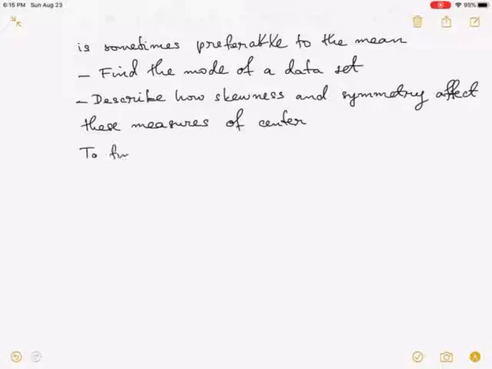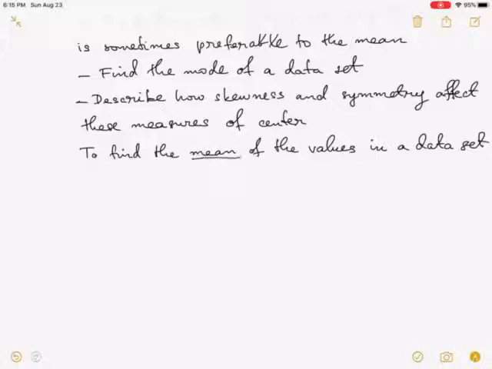So to find the mean of the values of a data set, simply add up all the numbers and divide by how many numbers we have.